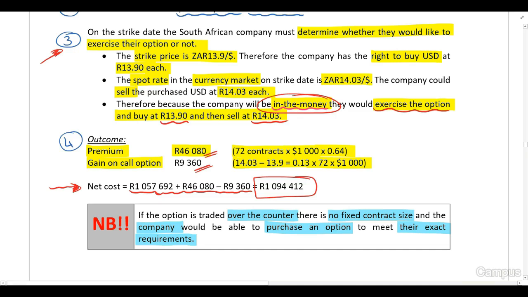So please note, the company is actually worse off by entering into this options contract. By entering into the options contract, the net cost is higher than what it would have been if they had not entered into the options contract. And that's because of this premium which had to be paid.